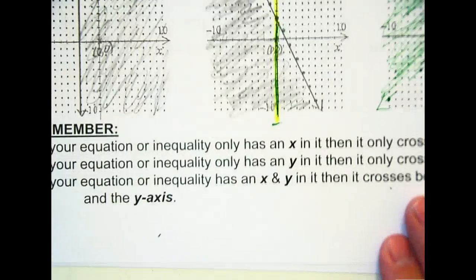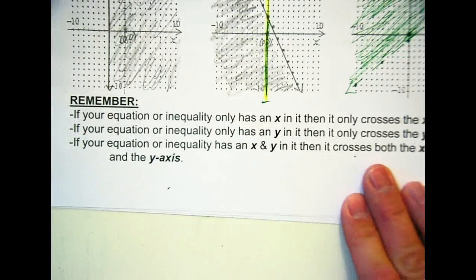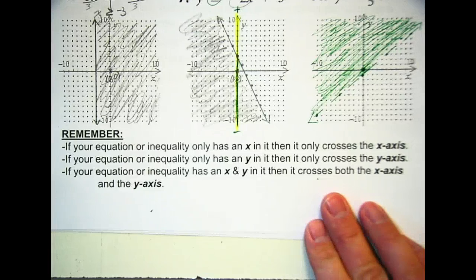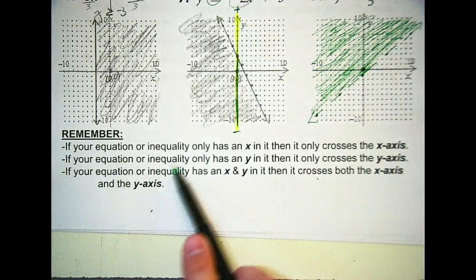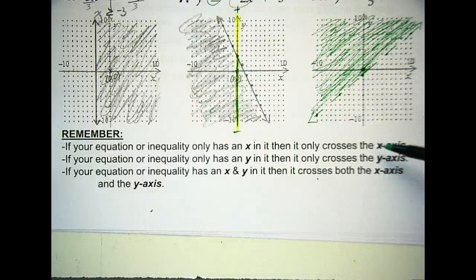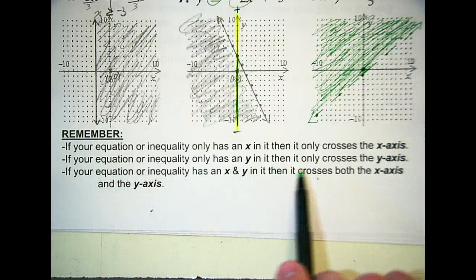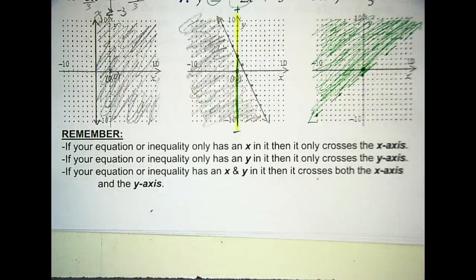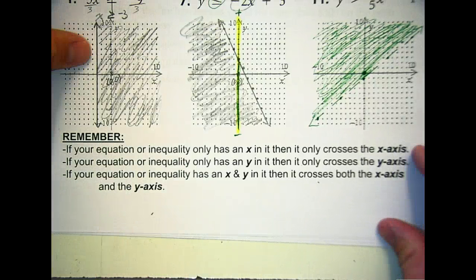Please remember, we talked about it briefly: if your equation or inequality only has an x in it, then it only crosses the x-axis. If it only has a y in it, then it only crosses the y-axis. And if it has an x and a y in it, then it's going to cross both axes. Any questions there?